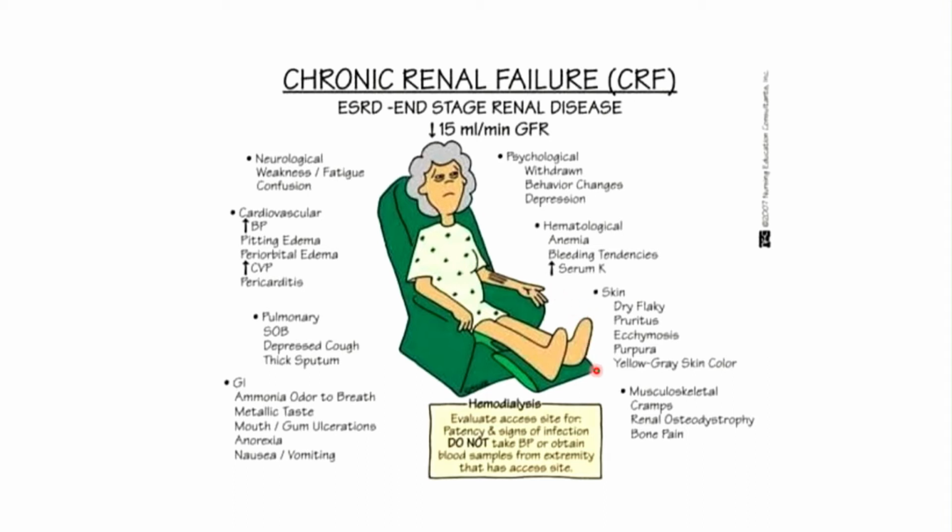In the musculoskeletal system, there could be cramps, renal osteodystrophy, and bone pain. Renal osteodystrophy means there is some destruction or changes in the bone, and this could be seen in the jaws, in the maxilla as well as in the mandible.